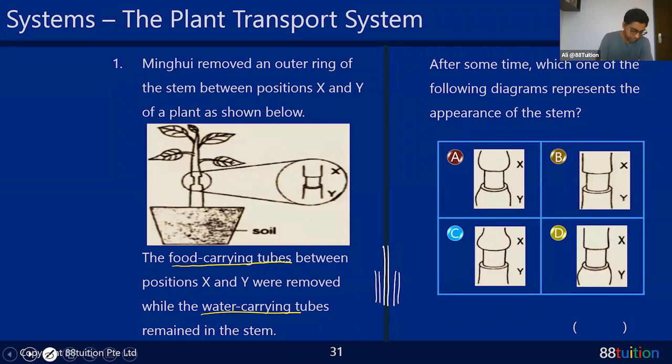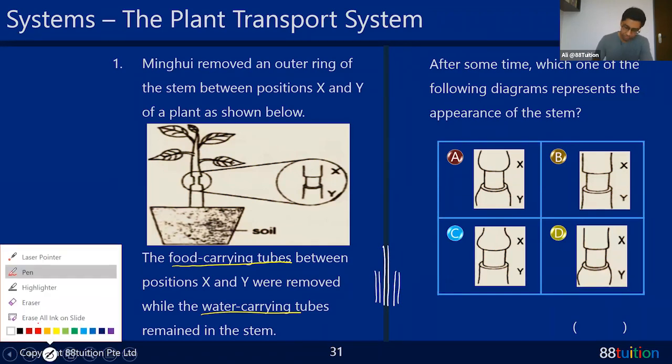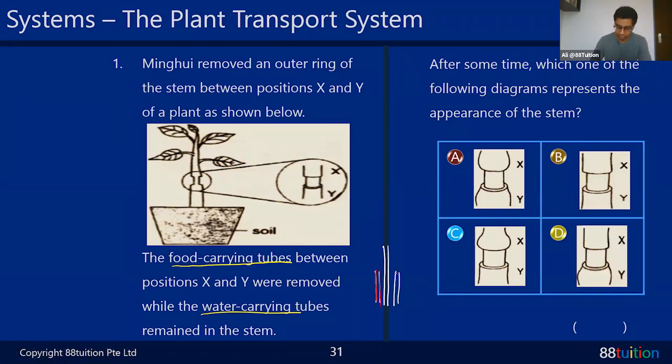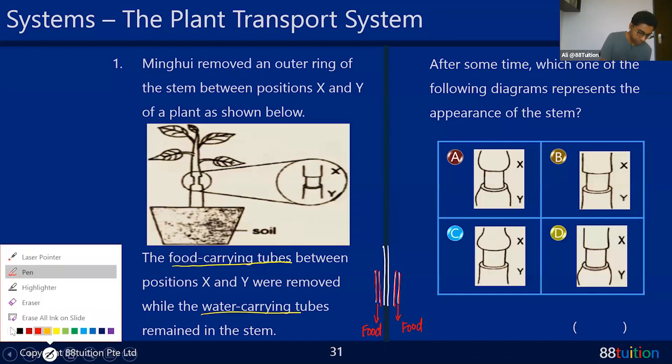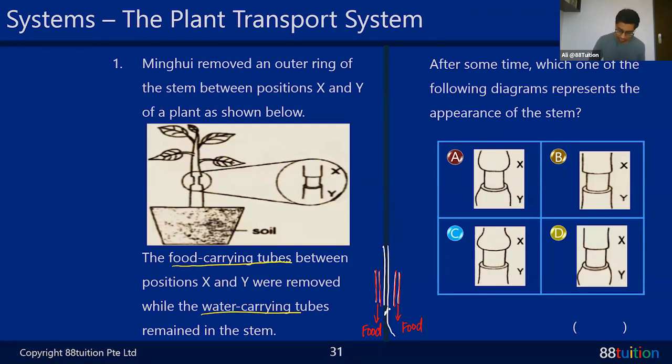So they have to draw some colors. Let's see. Let's do some coloring. Can you see? Okay. So what happens is the food carrying tubes between the position X and Y were removed. Okay. So this brings down the food, because it's the outside. Whereas the water is having a lot of fun going up, no problem at all. Ta-da, water going up.